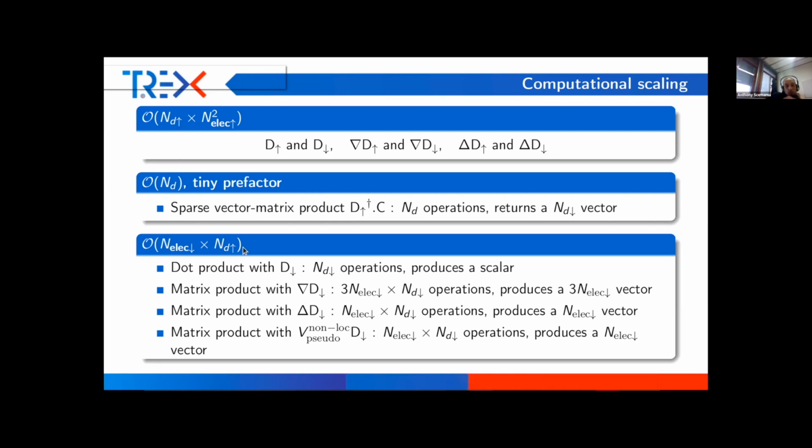So basically, suppose you have a large CASSCF wave function with 1 million determinants, you would have here a cost of 1 million, but with a tiny prefactor that doesn't scale with the number of electrons. And in this part and this part, it will not cost 1 million, but it will cost only 1,000 multiplied by the number of up and down electrons. So you can really bring down the cost of the evaluation of the wave function by doing the operations properly like this.